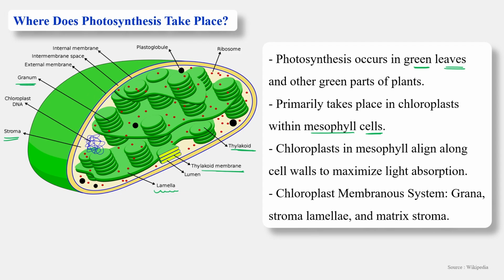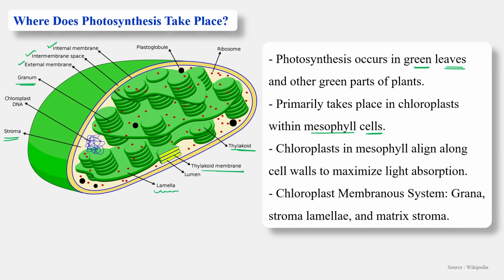This is the outer surface, the external surface, the intermembrane space. This one is the inner membrane. Okay, and this is the chloroplast DNA. Mitochondria and chloroplast both contain DNA. That's why these two organelles are known as semi-autonomous organelles. Okay, so this is the structure of the chloroplast.